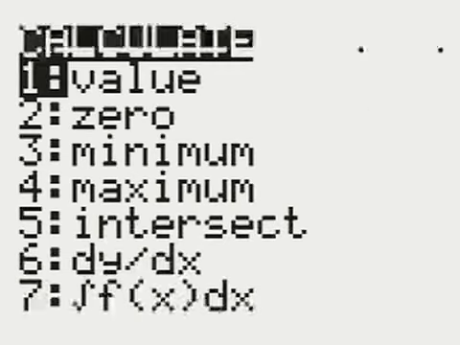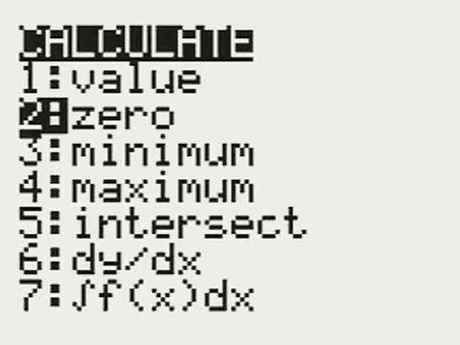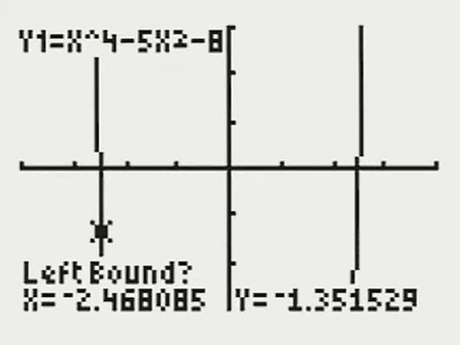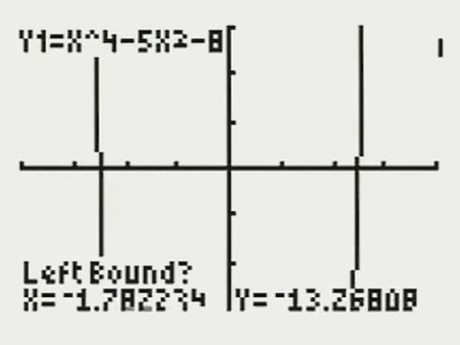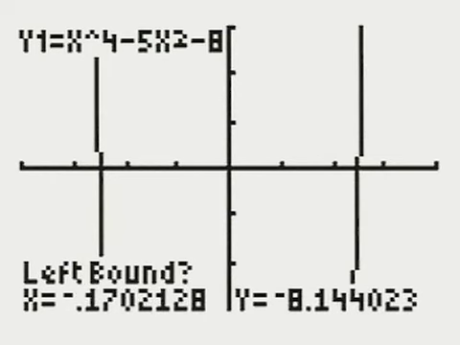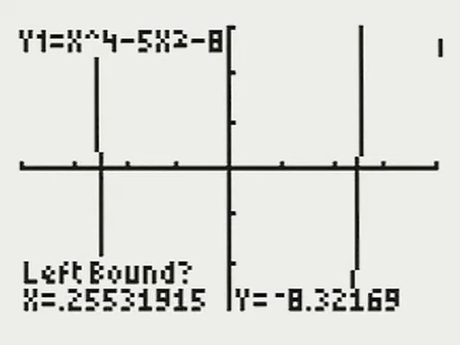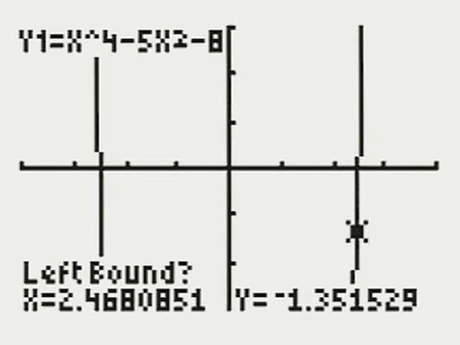We're going to repeat this for our second solution that we see. Go back to our calc menu, pick zero again. Now here we need to scroll over to the right so we get closer to our second solution, paying attention to the y value in the coordinates so we see where our cursor is. It's going down right now, and now it's starting to come back up. And so there we see it.